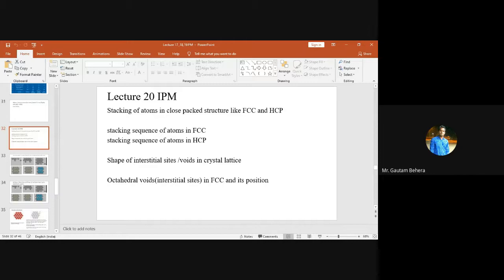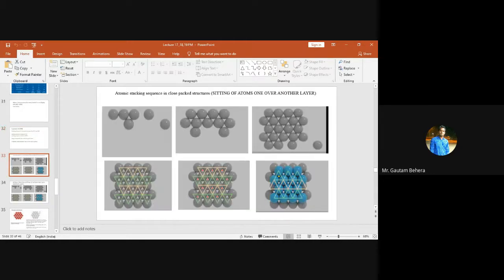So now we'll move to the topic. The first one is atomic stacking sequence in close packed structures. Just have a look at this image. You need to write down the things which I am going to explain. You can consider these are atoms. If I consider this single layer, it is a one-dimensional arrangement of atoms, that's all. Suppose I put the next layer. I will put the next layer in the valleys. This is one valley, and another valley is here. So the second layer of atoms will come like this.